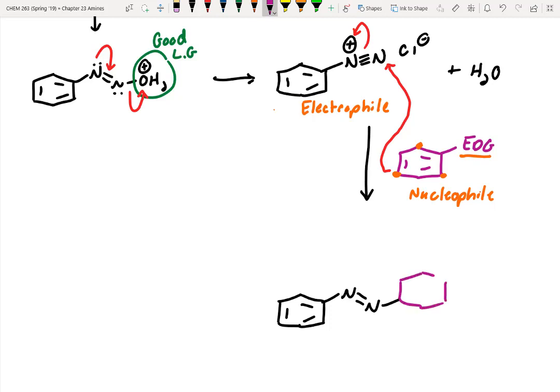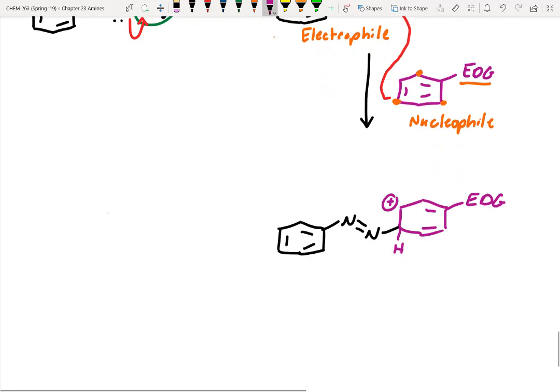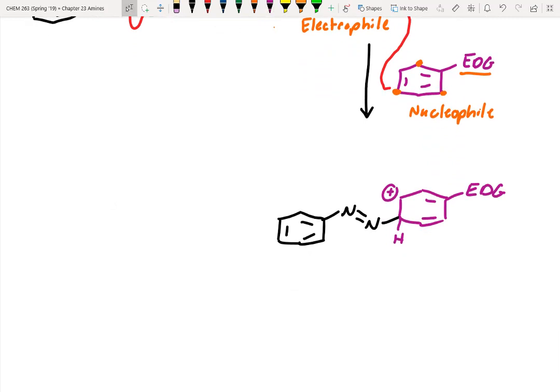So it's not really a substitution reaction because we're not kicking anything off, but it is a nucleophile attacking an electrophile, so in that way it is similar. All right, this looks pretty familiar. What's this called when we have that positive charge in the ring? It's our sigma complex.